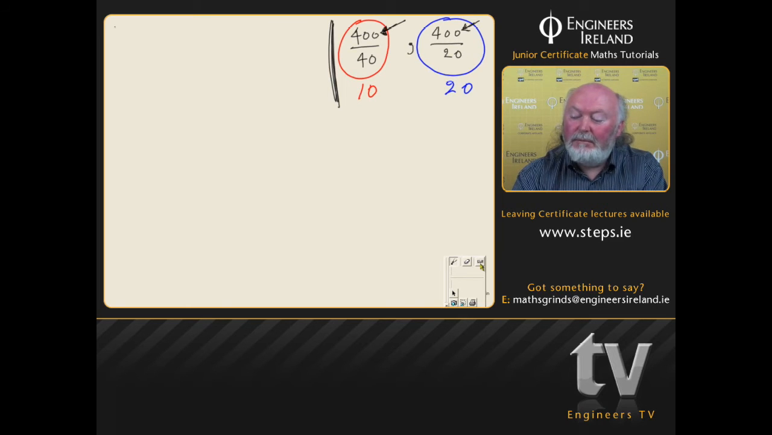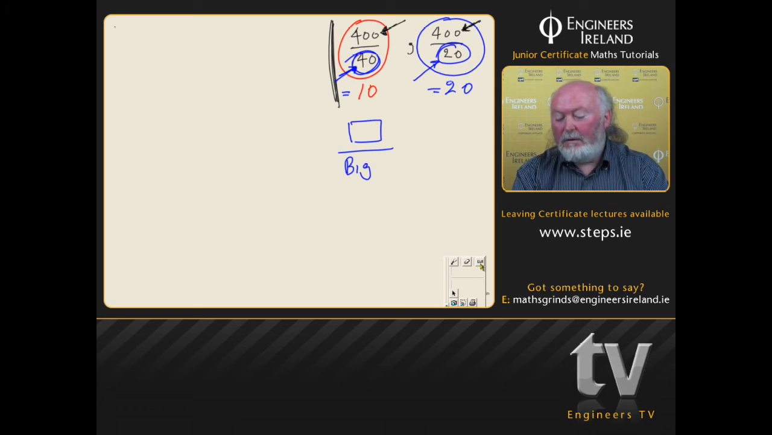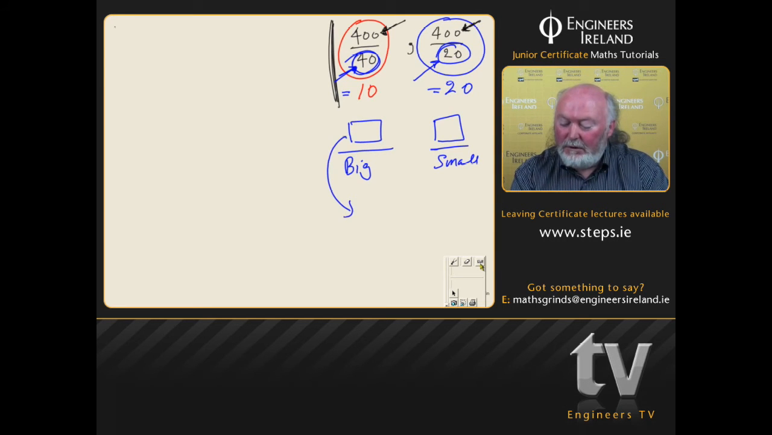With the same number on the top, what we're looking for is what happens if I have a bigger number underneath. See, the 40 is bigger than the 20. When I have a bigger number underneath, I finish up with a smaller answer. The 400 divided by 40 only gave me 10, whereas when I had the smaller number underneath, the 400 divided by 20 gave me a bigger answer. So, something divided by big, and the other option is the same something divided by small. This one gives me small. This one gives me big. You just need to know that little, basic little thing.